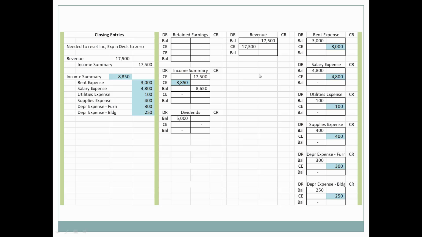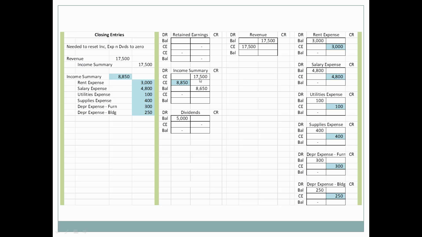Next, we will use the income summary account, and we will credit all of the expense accounts in order to zero them out. So we're going to credit rent expense, salary expense, utilities expense, supply expense, depreciation expense for the furniture, and depreciation expense for the building. Again, if I'm moving too fast, pause it and look at it, and then pick it back up again. And we see that there is a closing entry to the income summary of a debit.